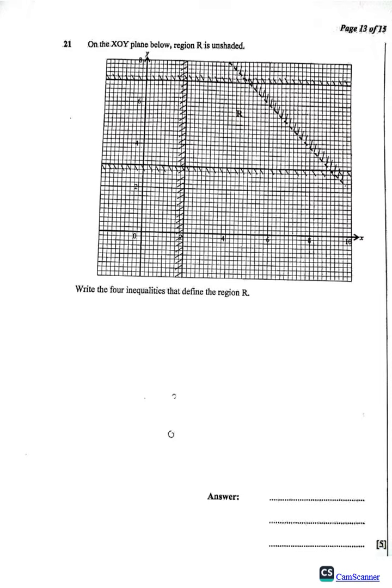On the xy plane below, the region R is unshaded. Write the 4 inequalities that define the region R. You can begin with any of your choice of these inequalities. So let's number this. Consider this one to be the first one, the second one, then our third, then we have this one as our fourth inequality.